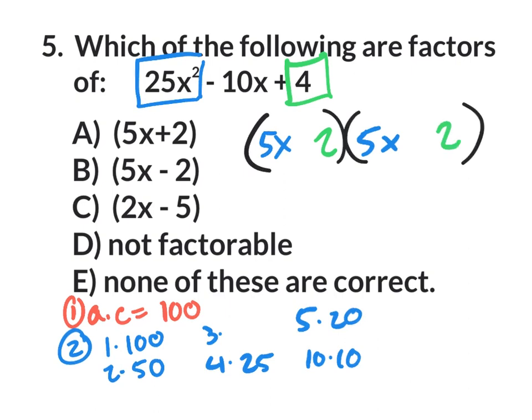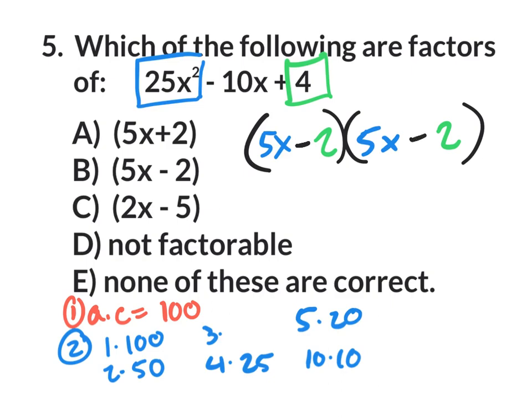Now, what signs belong right here? Do I put both positives, both negatives, or one positive, one negative? Both negatives. Okay. That's our best guess because the only way we're going to end up with a positive 4 is a -2 times a -2. That way, when we distribute, the inside middle term will end up being negative. So yeah, both negative is a great choice.